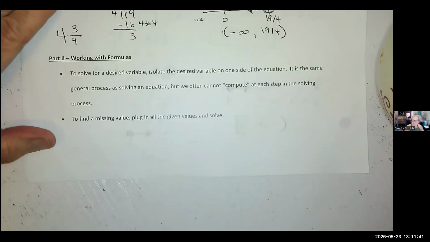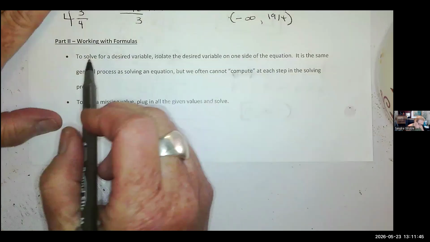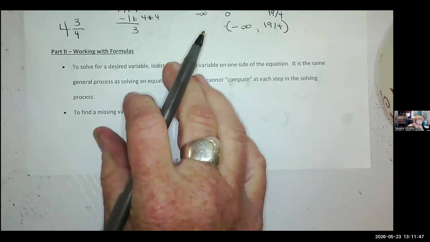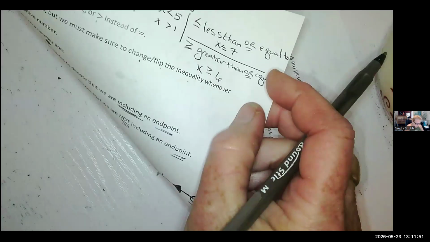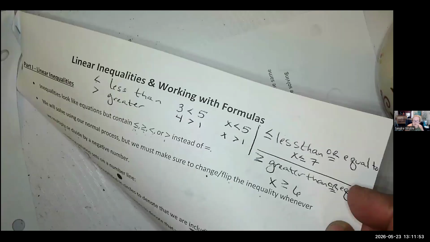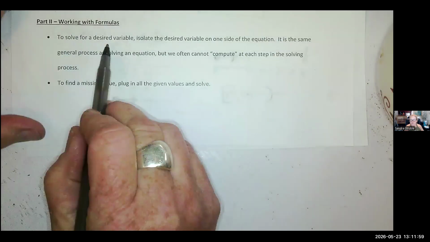All right, working with formulas. This is part 2 for, which section is this? Linear inequalities and working with formulas. So from this packet, we're on the second piece, working with formulas portion, to solve for a desired variable. So we are just going to be solving for variables.